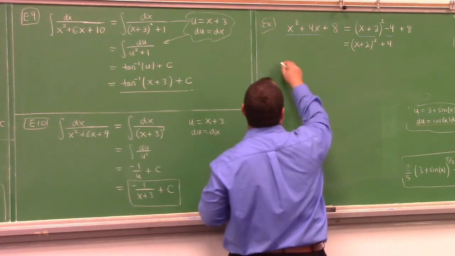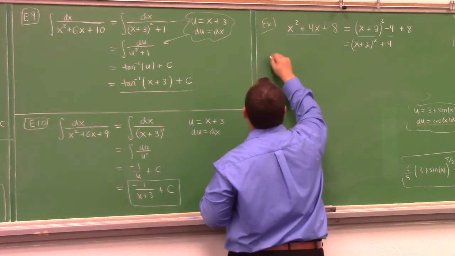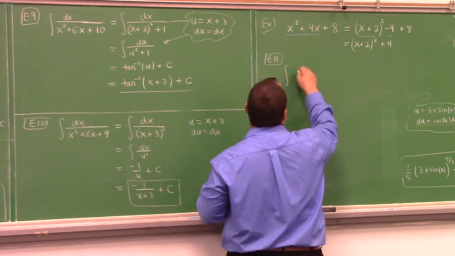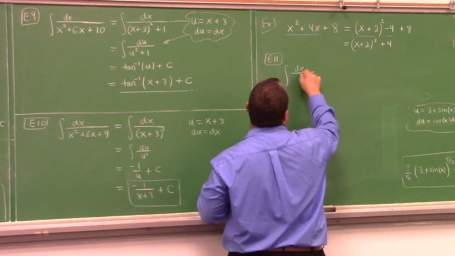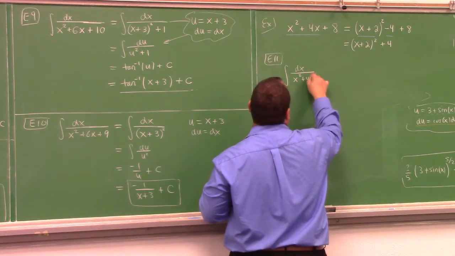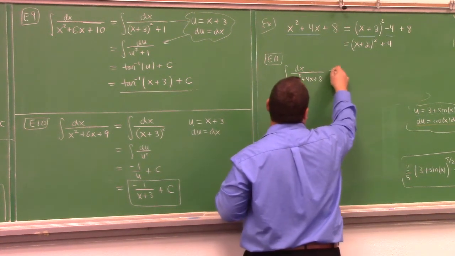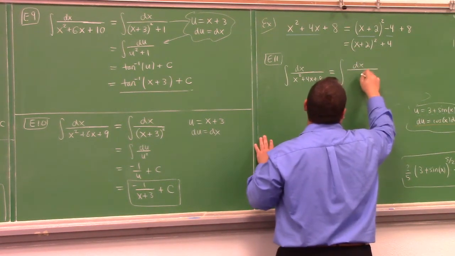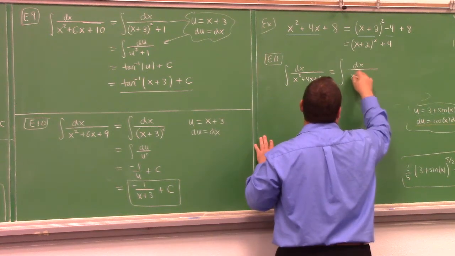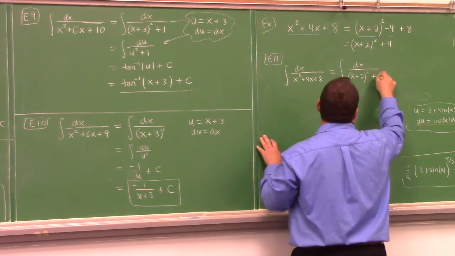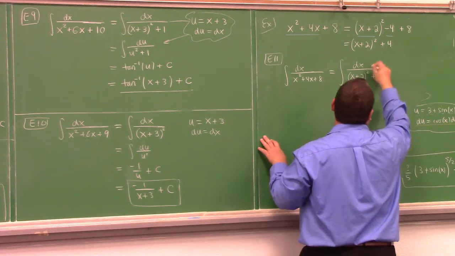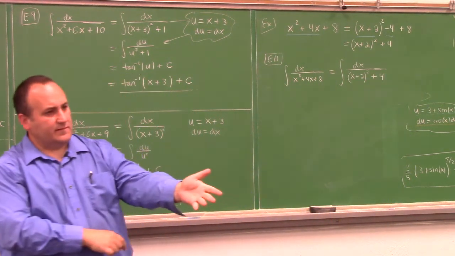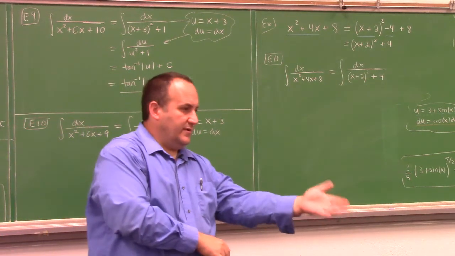So let's call this example 11. How would we face the music here? Integral of dx over x squared plus 4x plus 8. Right? We can complete the square like we just did above. And what's the trouble? Plus 4. But we don't know how to deal with plus 4.